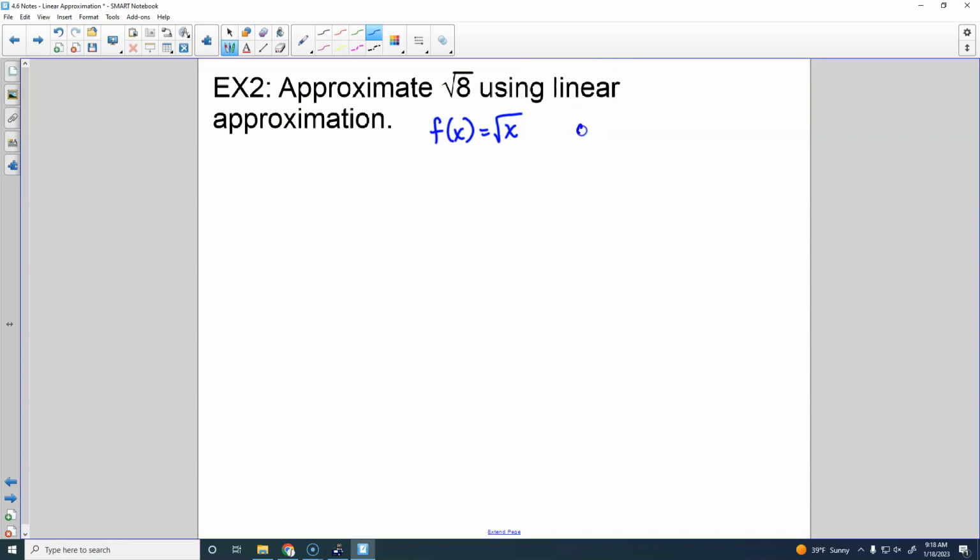So we're going to look at x equals 9. So you're going to pick the value closest to the one that you're looking for that you can actually calculate without a calculator, because this would be like calculator inactive sort of situation. All right, so if we want to know a tangent line, we got to have two things. We need our point and we need our slope.